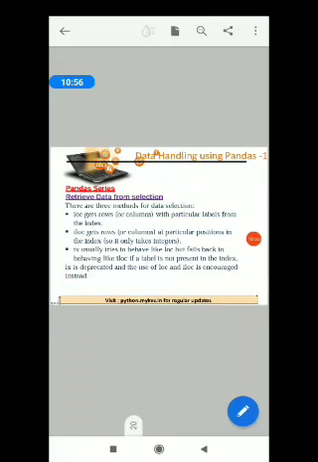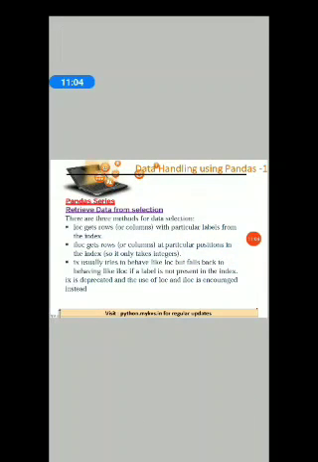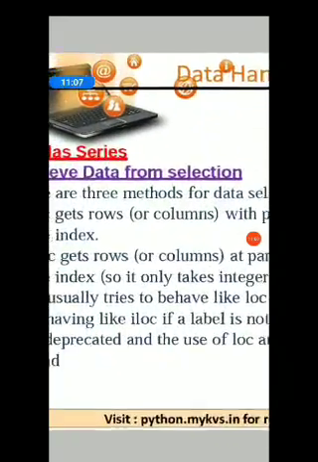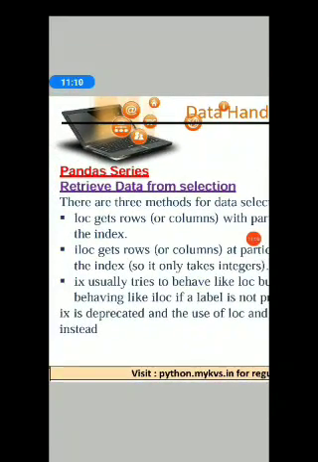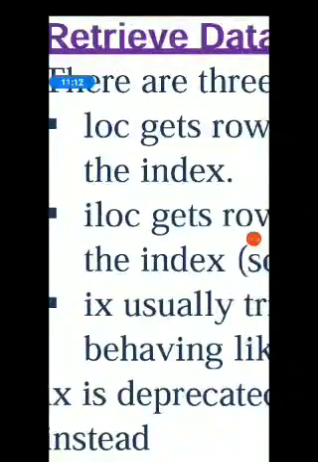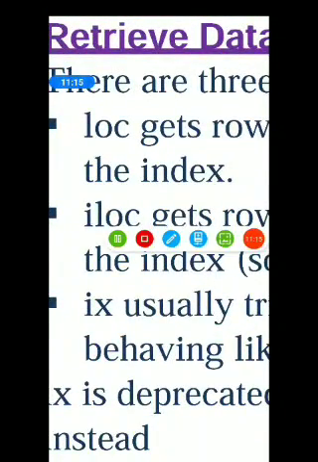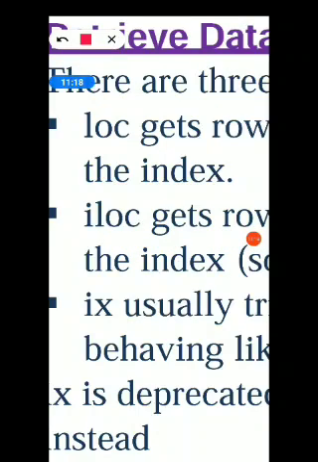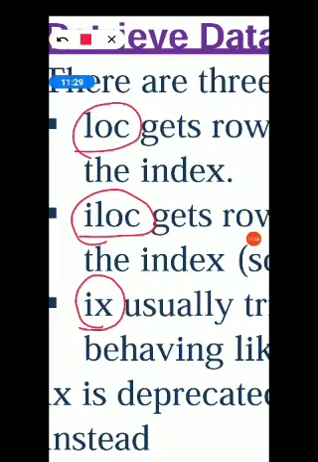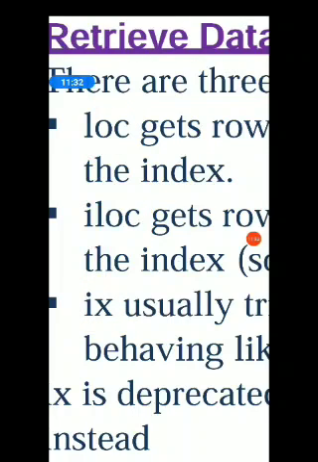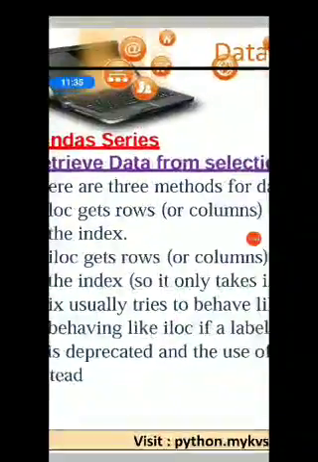We can retrieve data from selection also, and for this we will use three methods. Please note down, give the heading retrieve data from selection, and we have three methods for this. Write down the names. I am showing you the three methods for this. The first one is LOC, only the name. Please note down only the name. Second one is ILOC, and third one is IX. These are the method names for retrieving data from selection.